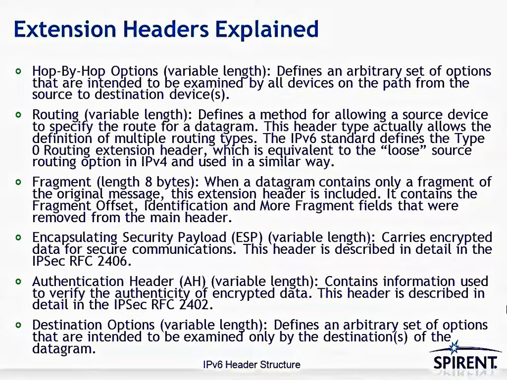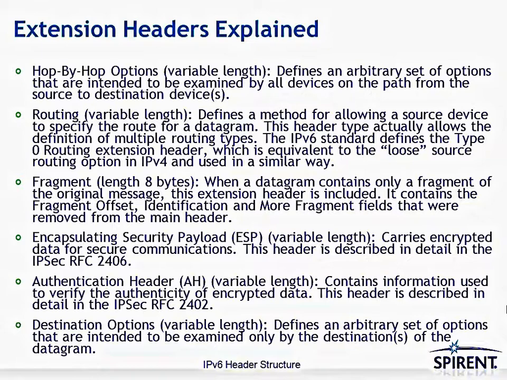So there's a routing extension header, which provides the methods to allow a source device to specify an exact route that the datagram should follow. I mentioned earlier about fragmentation headers, about how fragmentation would only occur at the ends and not in the middle of the path that the packet was traveling. So there's a fragmentation header that will provide that function.